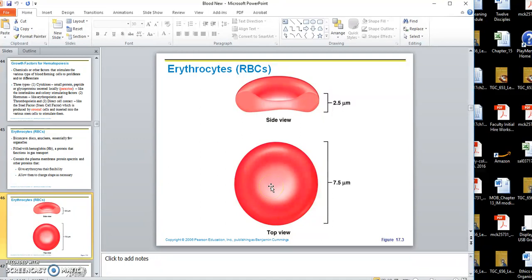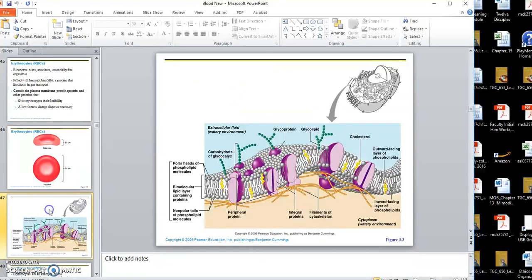It is a biconcave disc because that allows it to have more surface area for oxygen and CO2 to be exchanged. During its development, it loses the nucleus. When it loses the nucleus, the center can cave in, which allows it to have more surface area. And by the nucleus being lost, it gives more room for hemoglobin to be placed in the red blood cell, because it's the hemoglobin that carries the carbon dioxide and the oxygen.